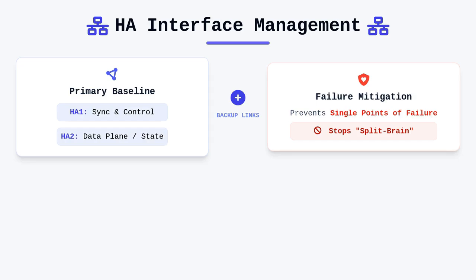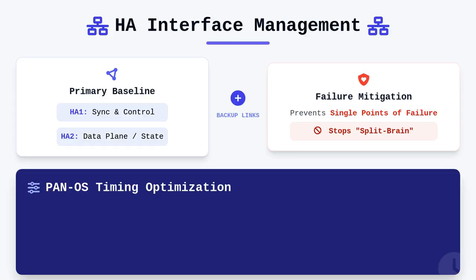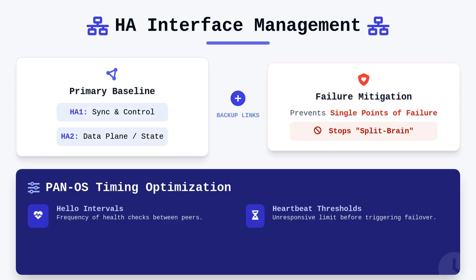Split brain occurs when both firewalls believe the other has failed and simultaneously attempt to command the network, which can lead to traffic instability and security policy conflicts. To manage these risks, PAN-OS employs specific timers known as hello intervals and heartbeat thresholds that define exactly how long a peer is allowed to remain unresponsive before a failover is triggered.